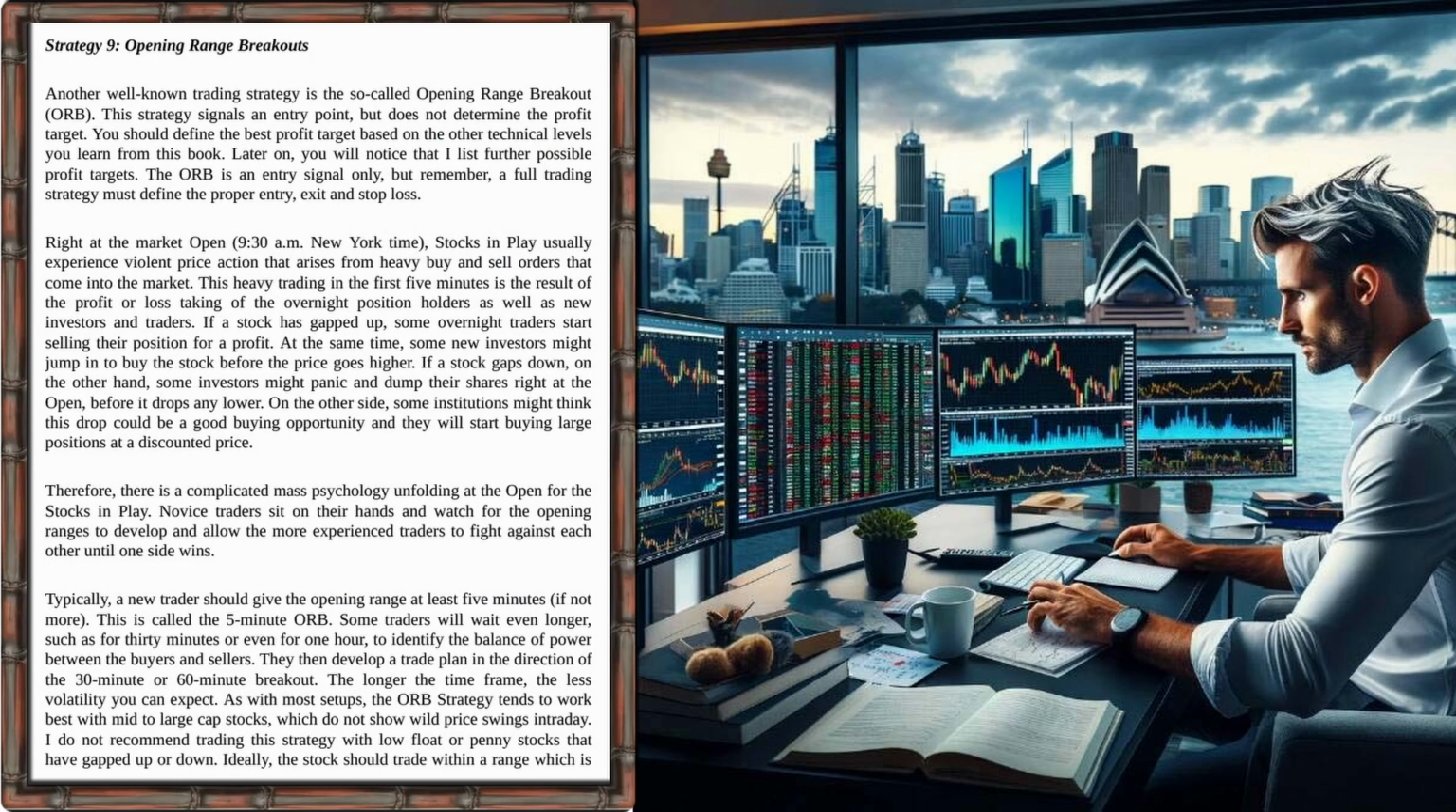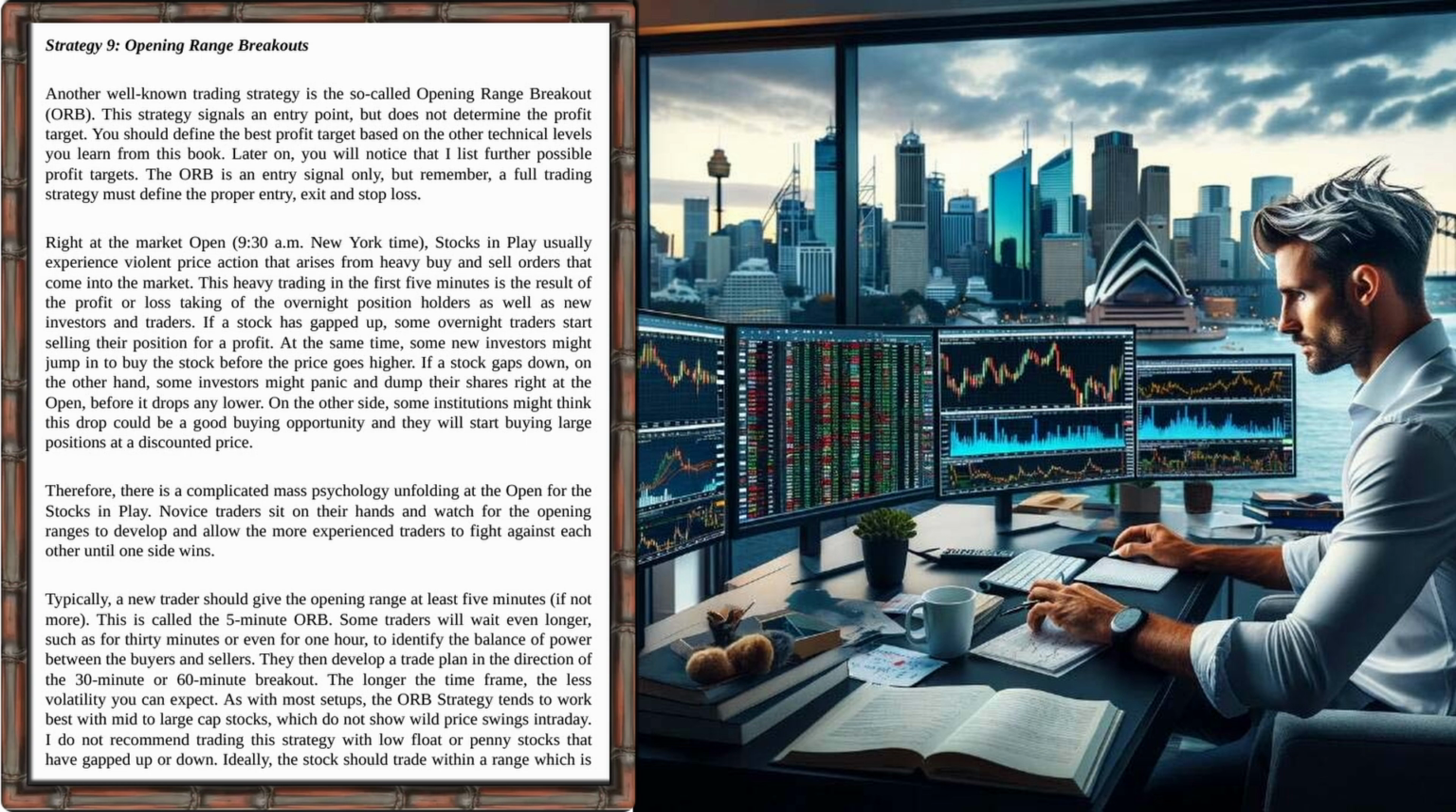Strategy 9. Opening range breakouts. Another well-known trading strategy is the so-called opening range breakout, ORB. This strategy signals an entry point, but does not determine the profit target. You should define the best profit target based on the other technical levels you learn from this book. Later on, you will notice that I list further possible profit targets. The ORB is an entry signal only, but remember, a full trading strategy must define the proper entry, exit, and stop loss.